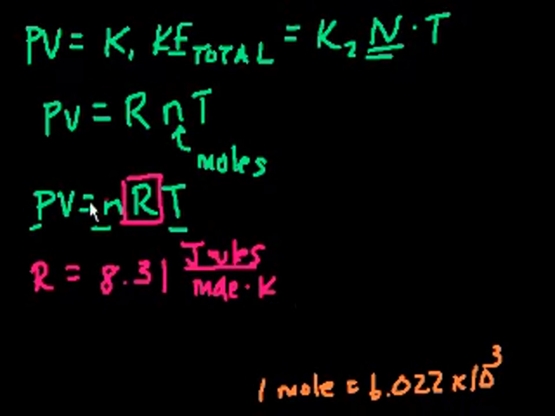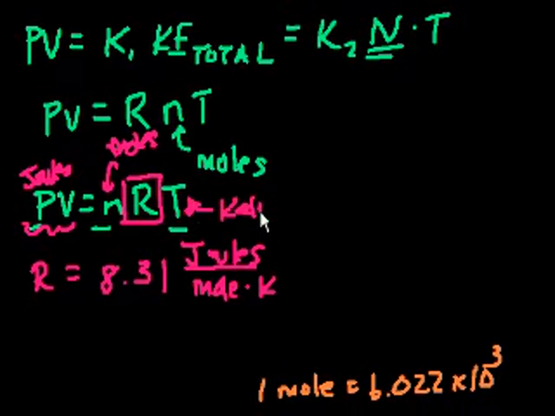And that tells you what you need in this formula. This should end up being joules. So if you have pressure in pascals and volume in meters cubed, you'll end up with joules there. This should be in moles. This is 8.31 joules per mole Kelvin, and then this, as we always said, should be in Kelvin.